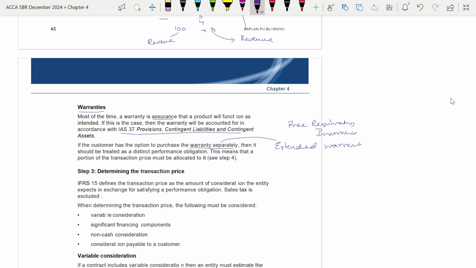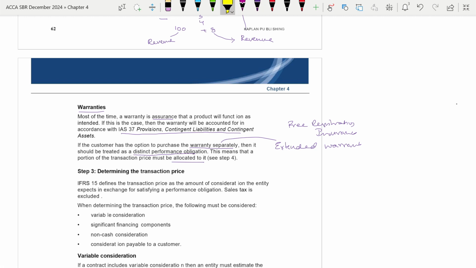Then it should be treated as a distinct performance obligation. You are going to say that I am giving you a warranty separately. This means that the portion of the transaction price must be allocated. You have to allocate what is the cost of the product and what is the cost of the warranty.